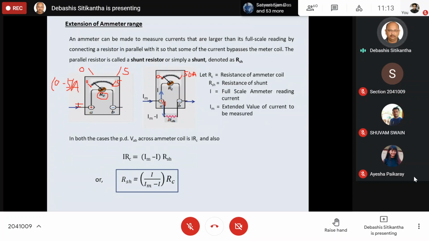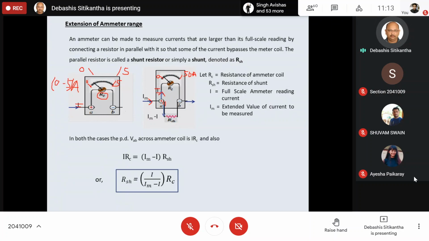But as you can see, I have already connected a shunt in parallel across this ammeter coil. Now, if the extended current, that is IM, is going to flow, then remember, as usual, whatever was the rating of the ammeter coil, that amount of current will definitely be flowing through it.